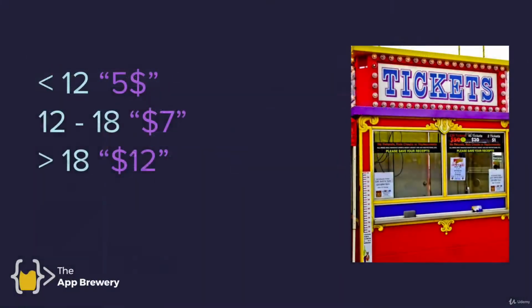The boss comes over, checks our code and says, wait, there's actually more price tiers than that. In fact, if you're less than 12 years old, you pay $5. If you're between 12 and 18, you pay $7. And if you're over 18, then you pay the full adult price, which is $12. Now, there are three possibilities. So how do we represent this in our if statement?